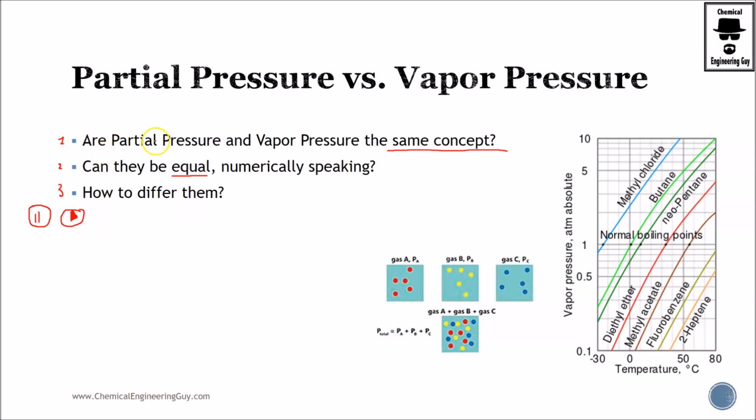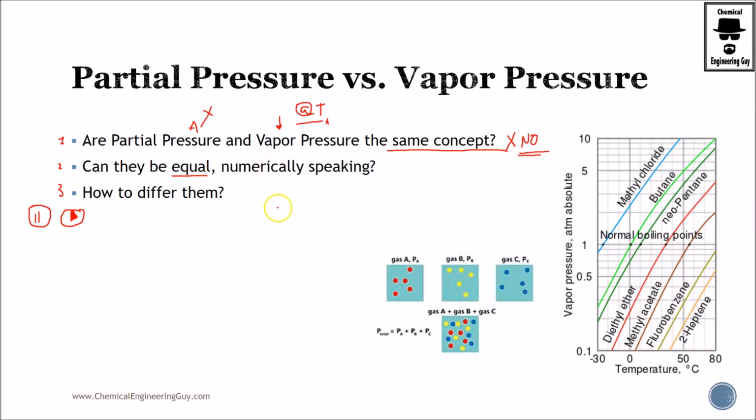And let's see. Are partial pressure and vapor pressure the same concept? No, they are not. Actually, partial pressure depends on the total amount of pressure exerted by gas A, whereas vapor pressure depends on the equilibrium conditions, that is the temperature, the concentration, and so on. So partial pressure does not depend on temperature, and vapor pressure will depend on temperature. So typically they are related, but they can't always be the same.